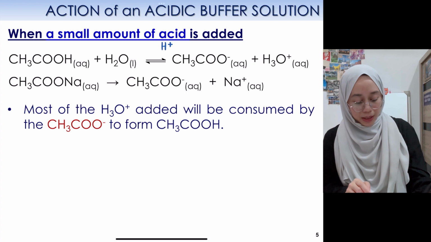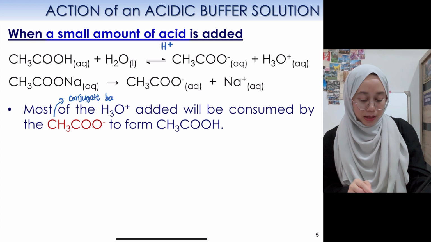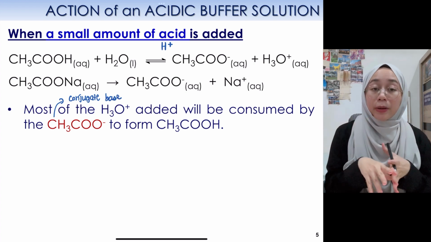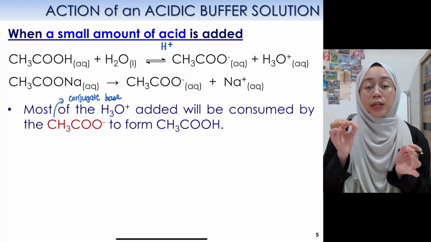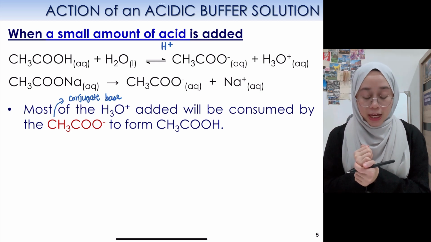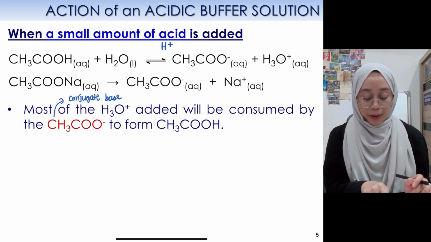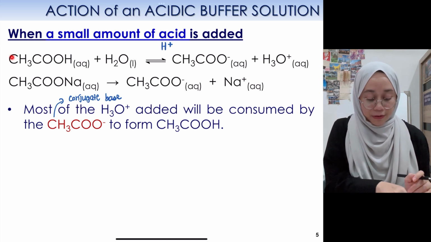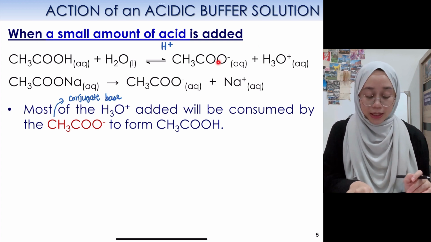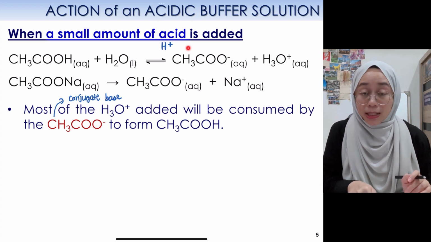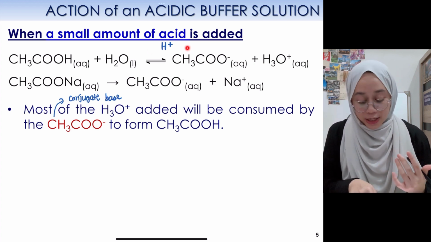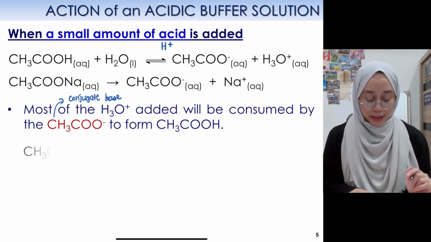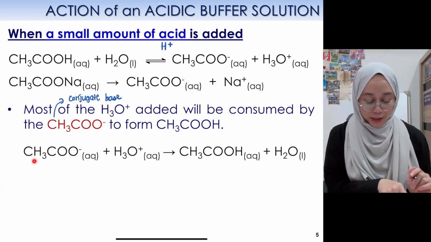Why does it react with this, class? Because remember, this is what we call the conjugate base. So our acid will react with a base. The small amount of acid that we added will react with the conjugate base. When it reacts with the conjugate base, it will regenerate CH3COOH. Why does it suddenly regenerate? Because this equation is reversible. So when we have CH3COO- reacting with the added H+, or the added H3O+, therefore it will form CH3COOH.